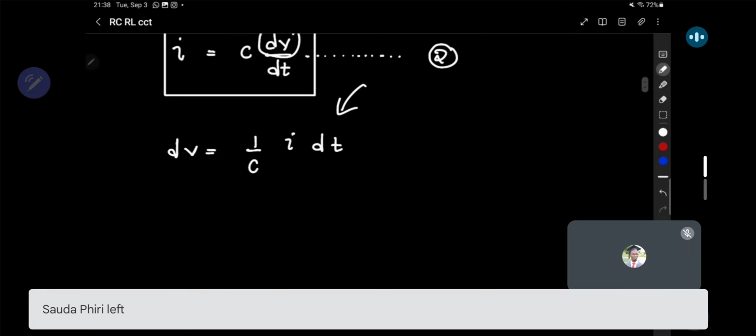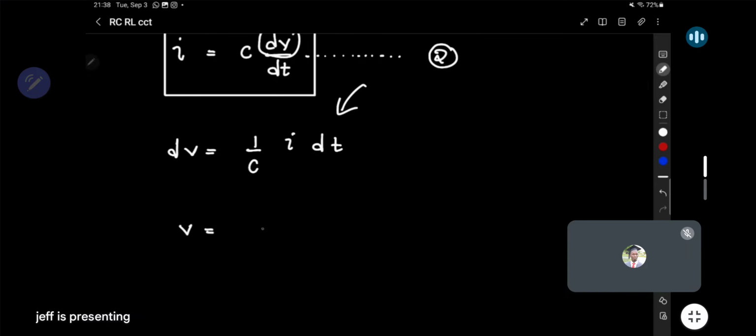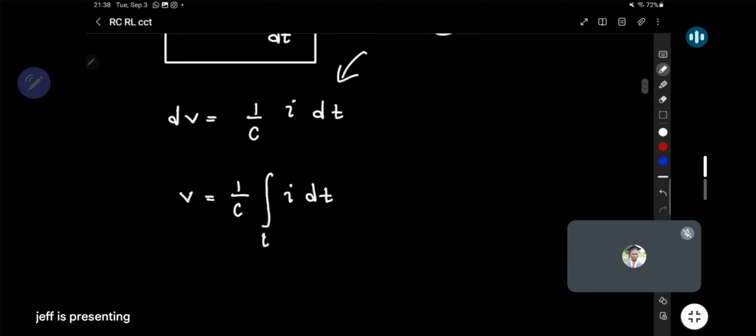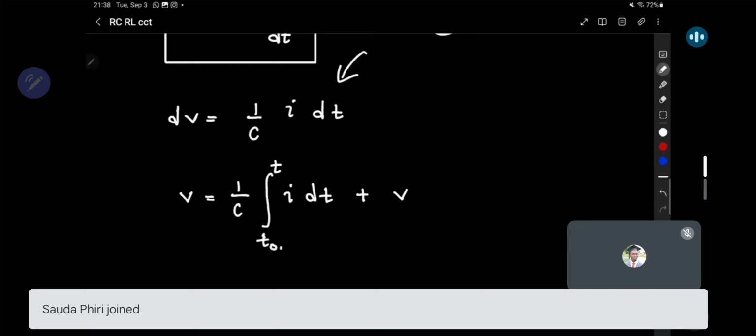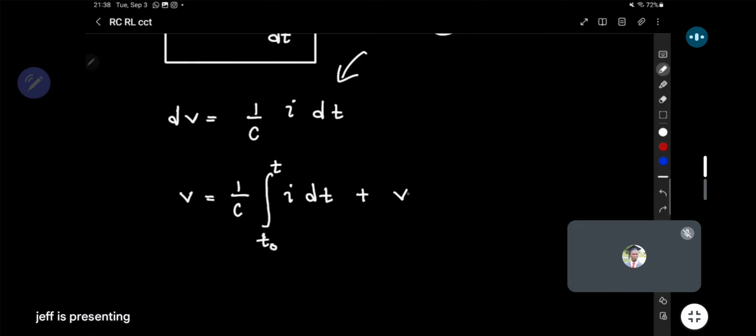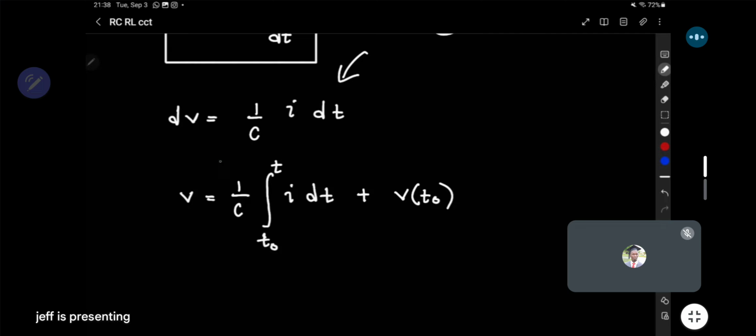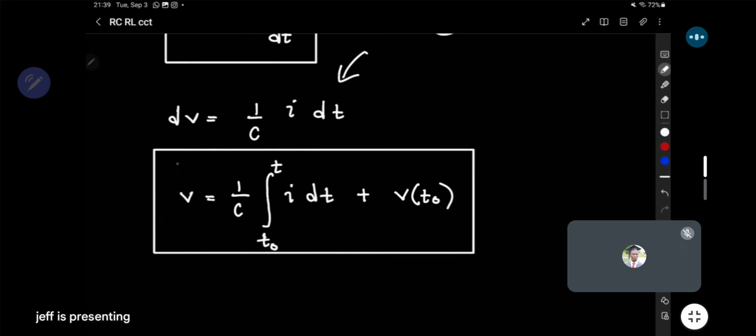When you integrate both sides, you see that the expression for the voltage can now be seen as 1 over C, since C is a constant, times the integral of current with respect to time. But for this one, of course, when integrating, it's going to be from time t equal to 0 to some value of time t. But here you have to also take account of how much voltage was present when you were starting, meaning how much voltage was present at t equal to 0. This expression becomes what you would want to use when you want to calculate the voltage.